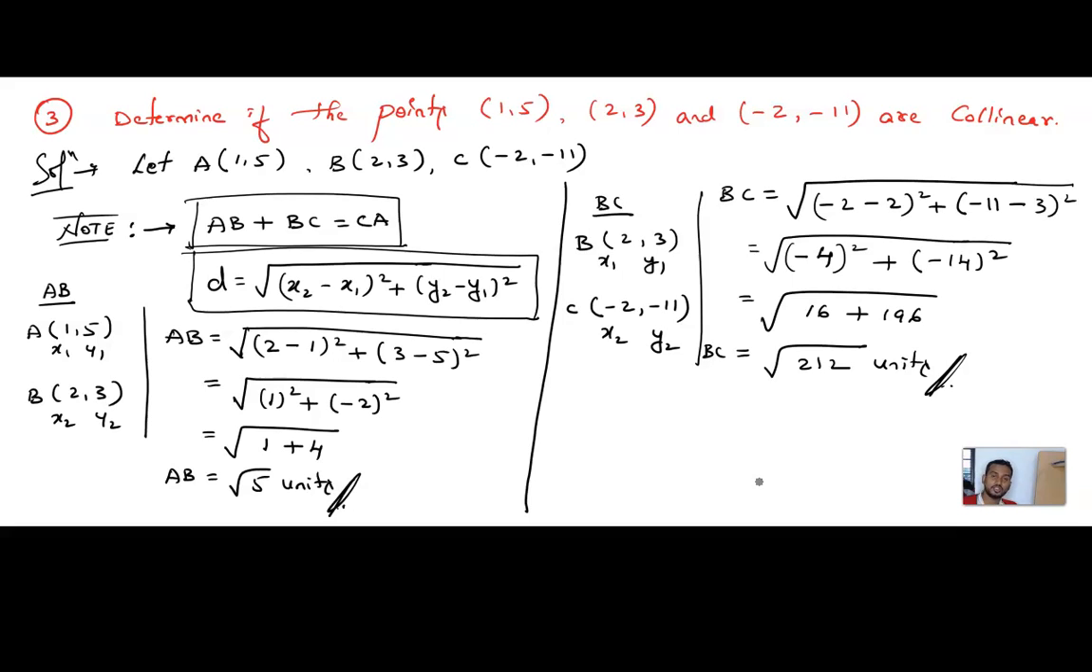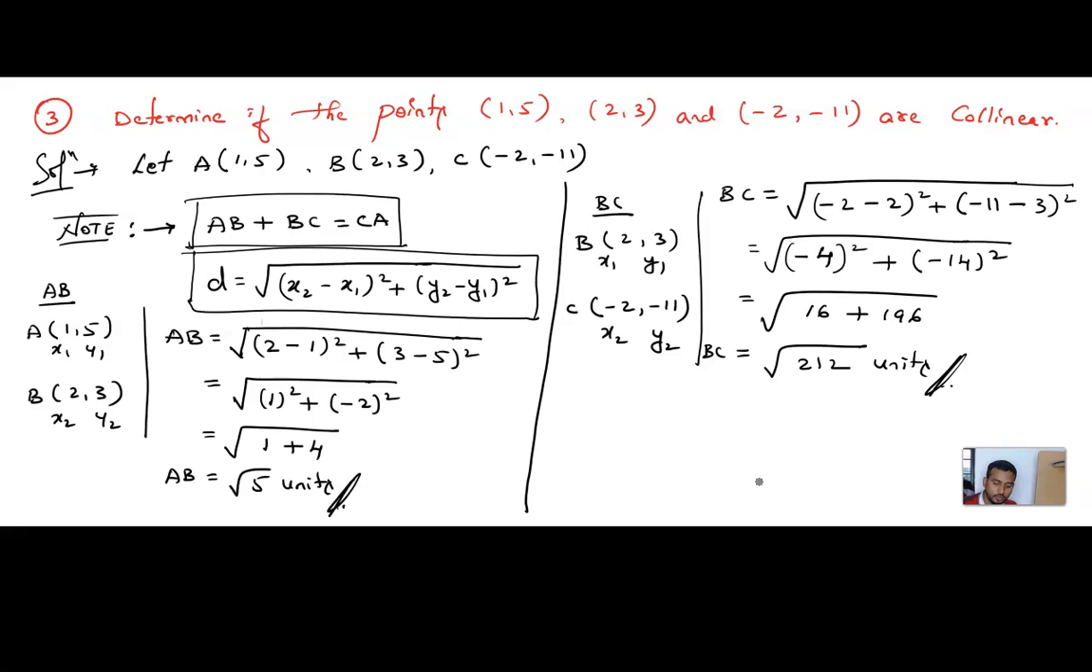If you want, you can check with the next even perfect square instead of 4 fours, the next is 6 sixes, that is 36. You can check whether 212 is divisible by 36 or not. If not, you can check with any perfect square. But anyhow it doesn't go. So AB and BC we have got.